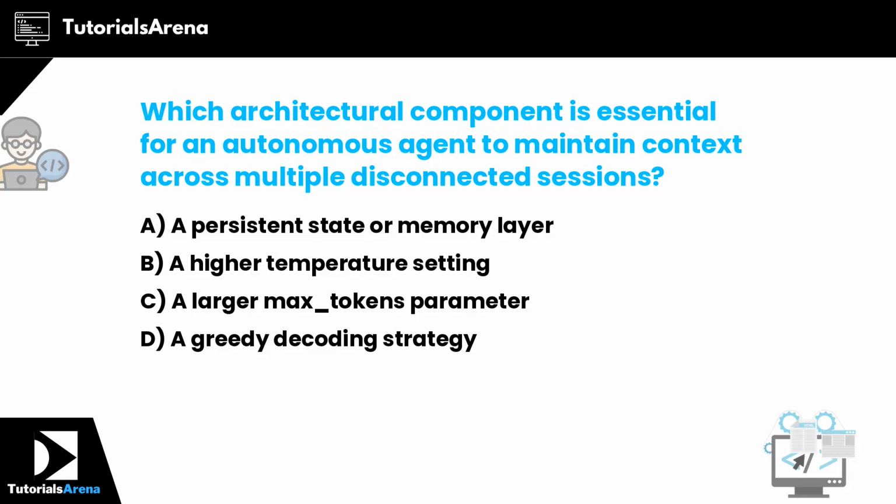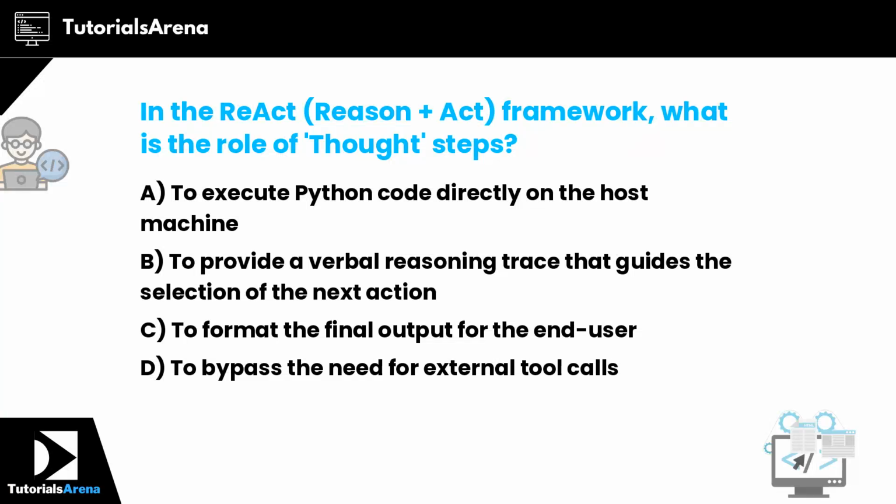Which architectural component is essential for an autonomous agent to maintain context across multiple disconnected sessions? The correct answer is option A, persistent state or memory layer. In the ReAct, Reason plus Act framework, what is the role of thought steps? The correct answer is option B. To provide a verbal reasoning trace that guides the selection of the next action.